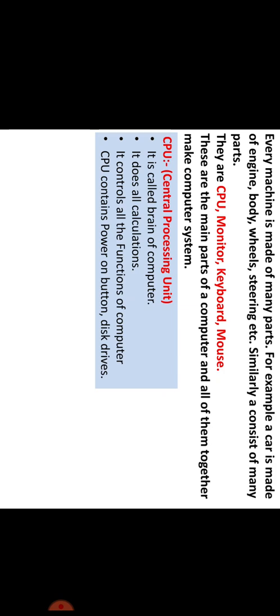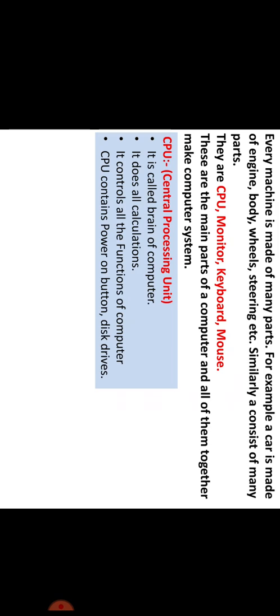Okay? Next point. CPU controls all the functions of a computer. Who controls the functions of computer? CPU. Controls means what? It can manage. It can operate. CPU operates the parts of computer or functions of computer. So that is called the controlling part. CPU controls the functions of computer.